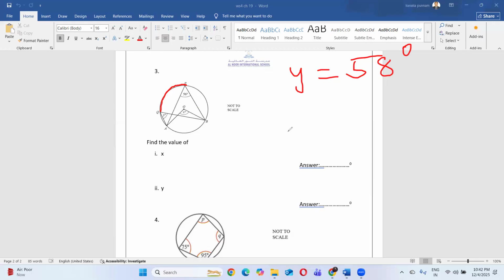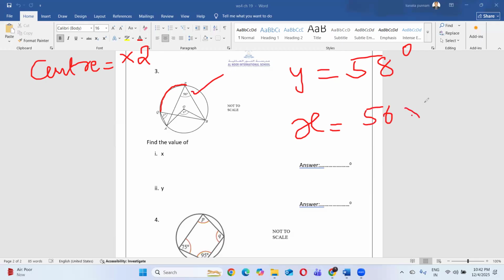Next, we have to find X. X is a center angle, no? Center angle, you have to multiply with 2, right? So take the circumference angle, which is 56, 56 times 2. To find the center angle X, you have to multiply with 2 the circumference angle. So 56 times 2 will be 112 degrees. The rule is angle at the center of a circle is twice the angle at the circumference. So we got both X and Y.